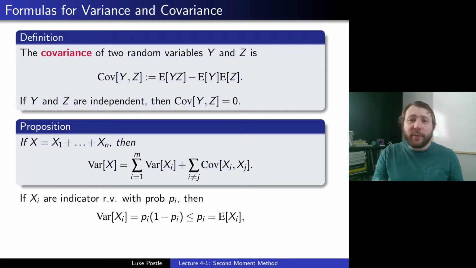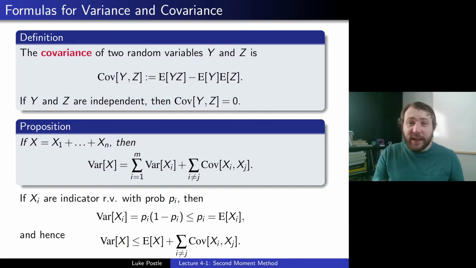Instead, I will note what the variance typically is. If xi, for example, is an indicator random variable with probability pi, you can check that the variance of xi is pi times 1 minus pi, by just calculating out the various squares there. And that's, of course, at most pi, which is the expectation of an indicator random variable. So generally, if these xi are indicator random variables, then the variance of x is at most, since the first term in the sum just sums up to the expectation of x, the expectation of x plus the sum of these covariances. So generally, for these indicator random variables, we get these nice formulas.